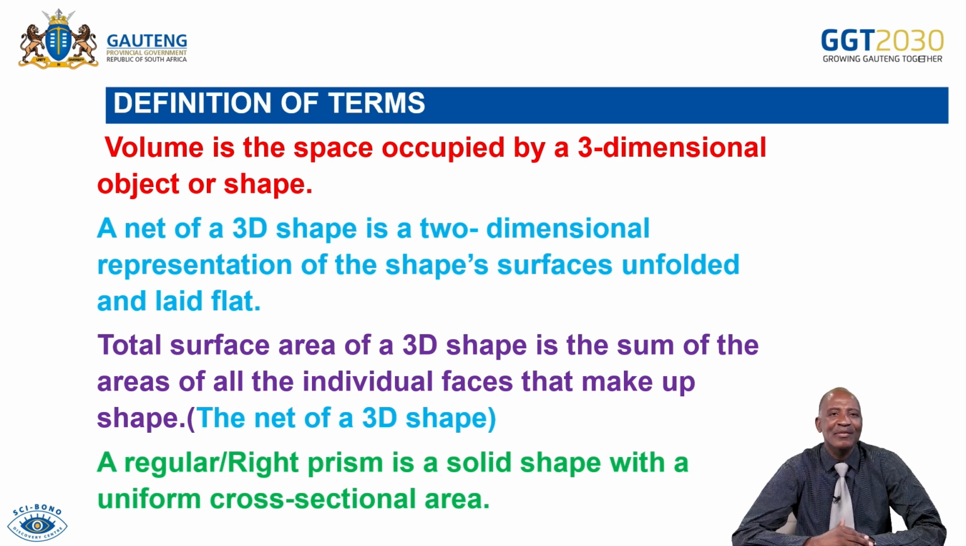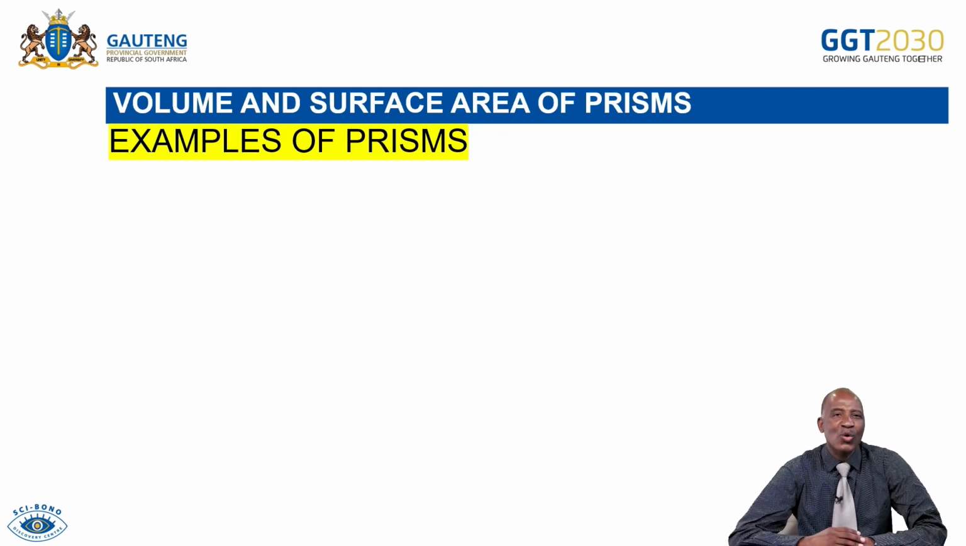unlike a building brick, for instance. When you look at them, they are rectangular in manner. That's a typical example of a prism. Right, they've got a uniform cross-sectional area. So we're going to look at some of the examples of prisms that are examinable.